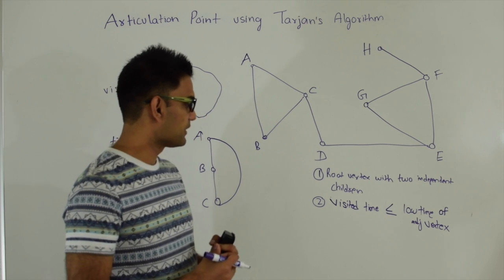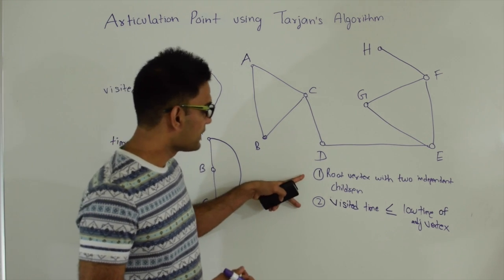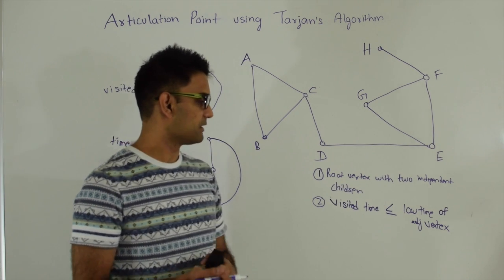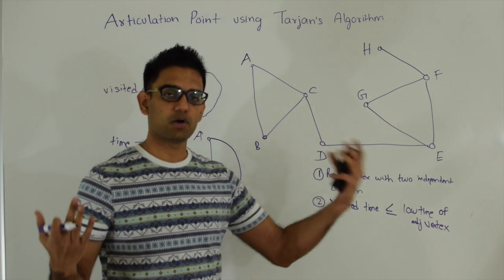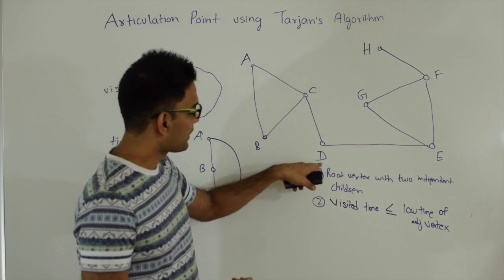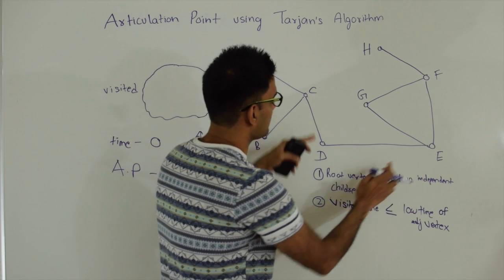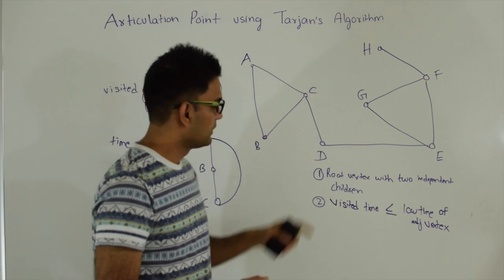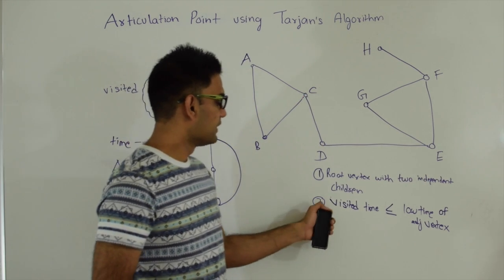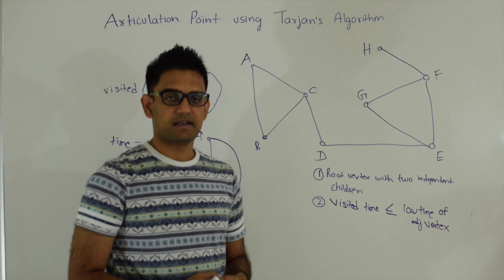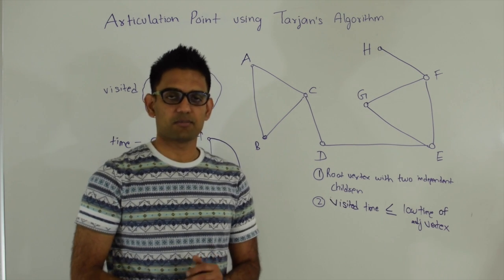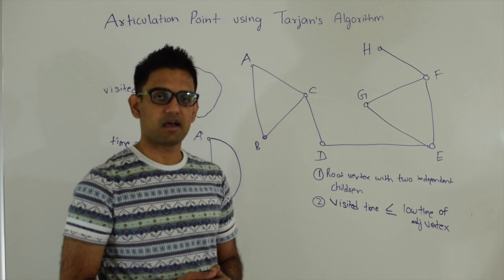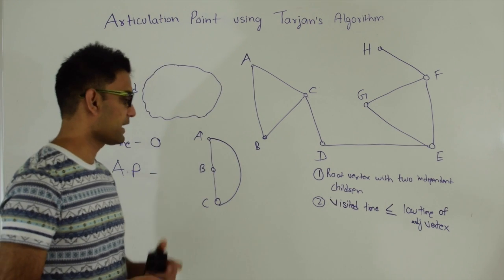So a vertex is an articulation point if it satisfies either of these two conditions. One is if it's a root vertex with two independent children, then it's an articulation point. By independent, I mean that they are not connected to each other through any other means. So if we started from D, it has two children, C and E, and these vertices are not connected through any other means. So D is an articulation point. The other is if the visited time of a vertex is less than or equal to the low time of any adjacent vertex, then that vertex is again an articulation point. And this is what I was talking about, the back edge.